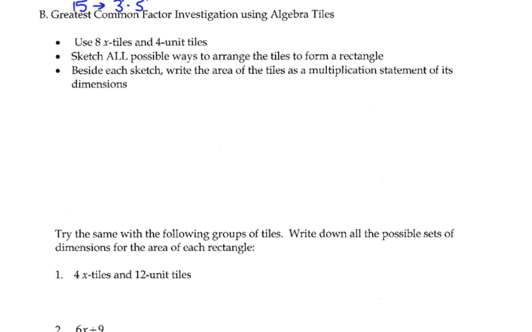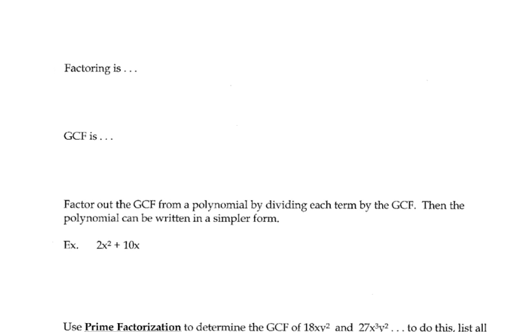We are going to actually skip the tile part, the algebra tile part. So actually, let's turn the page. Okay? So we're going to get into factoring. So this is the first step in factoring. Every time we factor, we have to pull out the greatest common factor. That's always our first step. If there's a common factor, it must be pulled out.